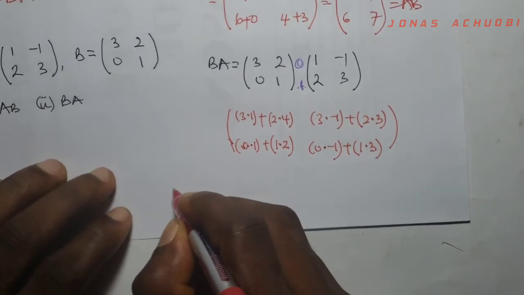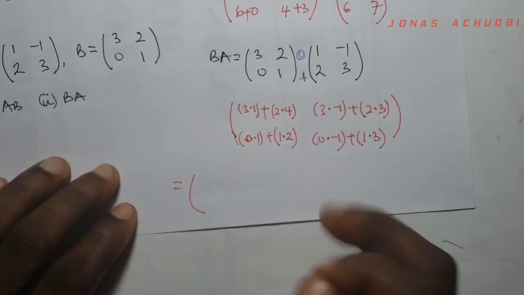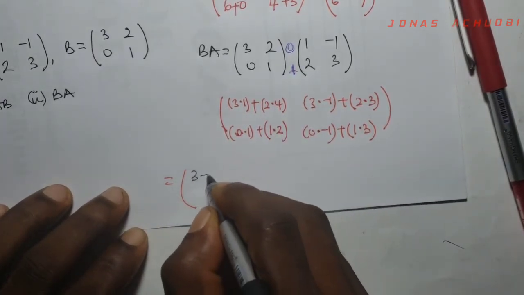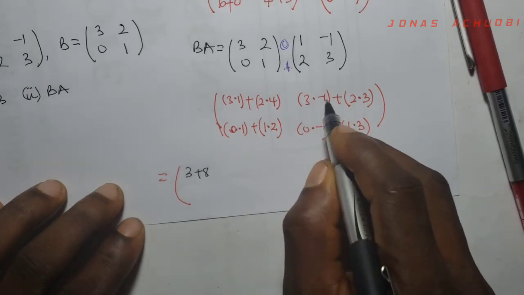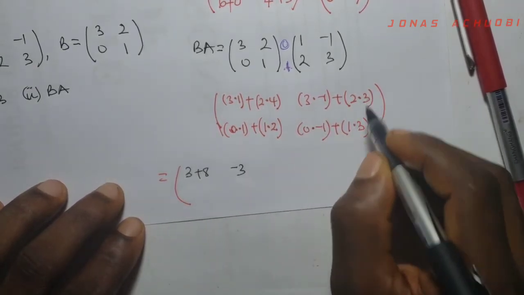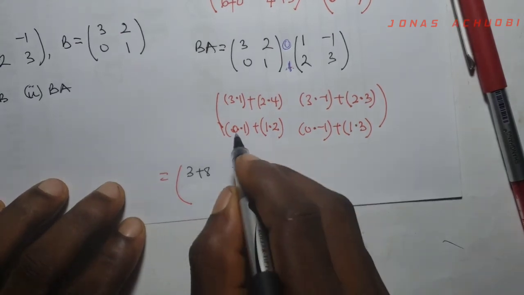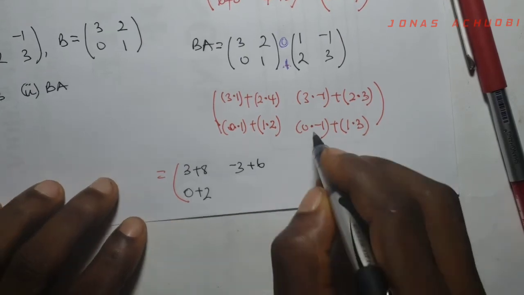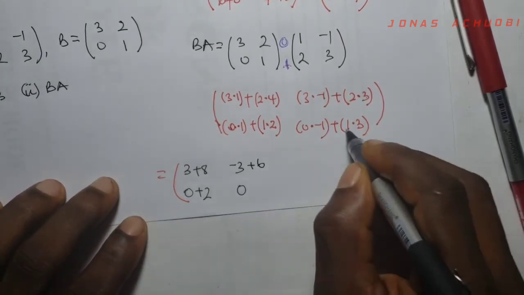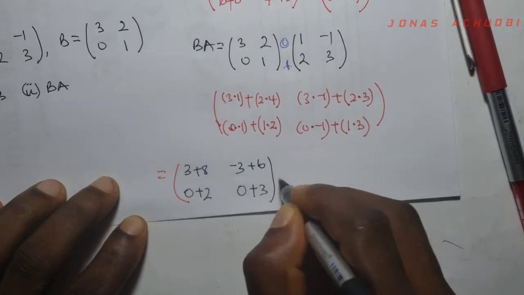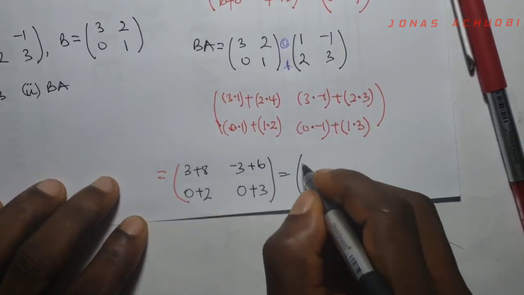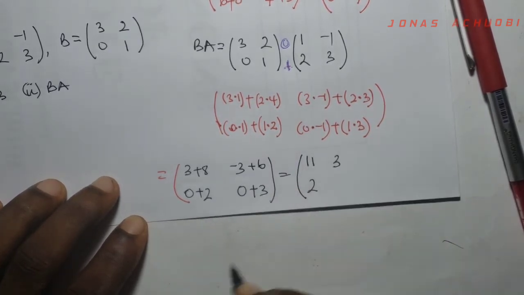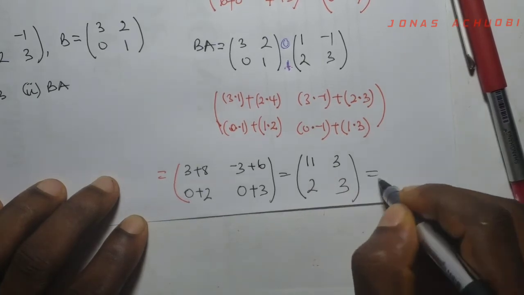And I'll tidy up what I have, and that will be 3 times 1 is 3, 2 times 4 is 8, so 3 plus 8. 3 times minus 1 is minus 3, 2 times 3 is 6, so plus 6. 0 times 1 is 0, 1 times 2 is 2, so plus 2. 0 times minus 1 is 0, 1 times 3 is 3, plus 3. So what do we get? 3 plus 8 is 11, minus 3 plus 6 is 3, 0 plus 2 is 2, 0 plus 3 is 3, and that is BA.